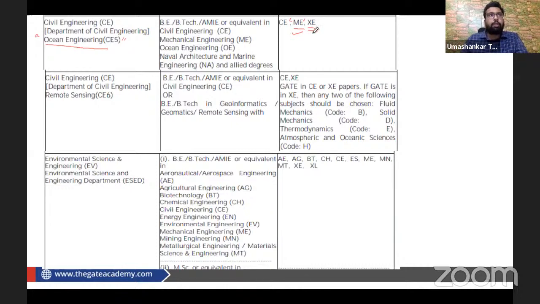Like for example, if you have chosen XE as your second paper and you perform well in that paper, then you have this opportunity to take admission in this branch from the GATE score of this paper. Right, my dear? Similarly, you can see here, environmental science and engineering. So allowed branches are mechanical engineering, chemical engineering, XE. Getting my point? So in any of these papers, if you get a good score, you may have this opportunity to take admission.